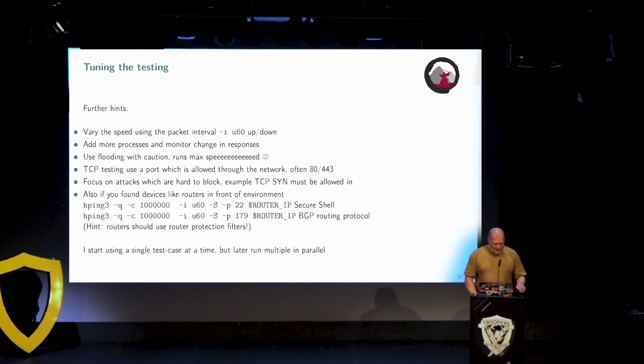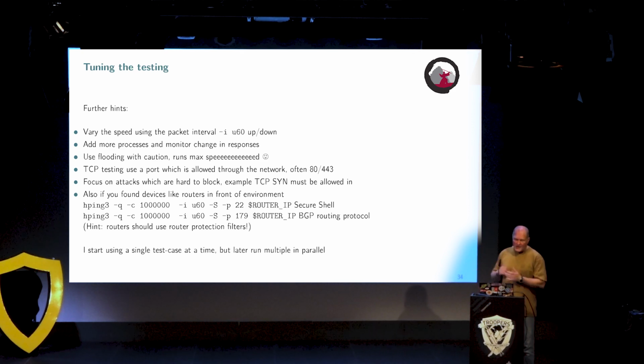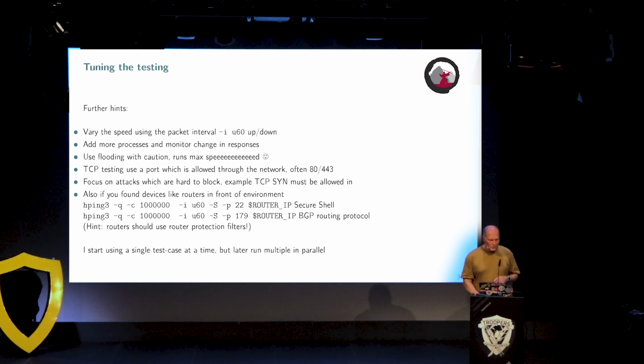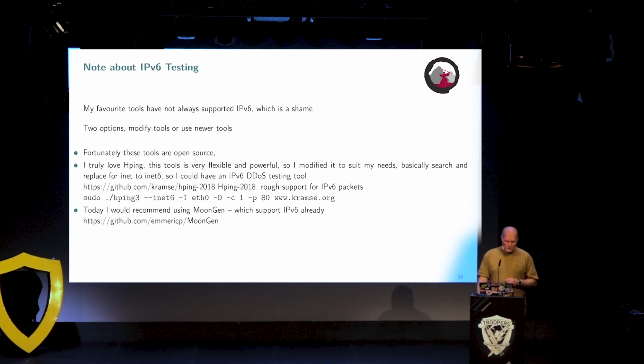A small note about IPv6 testing, because I included it in the title, and I'm very fond of IPv6. A lot of the favorite tools that I have used have not supported IPv6, which is a shame. So the options that we have are, of course, to find another tool, modify the tools, or use a newer tool. These tools that I'm using are open source, and I really love the HPing tool.